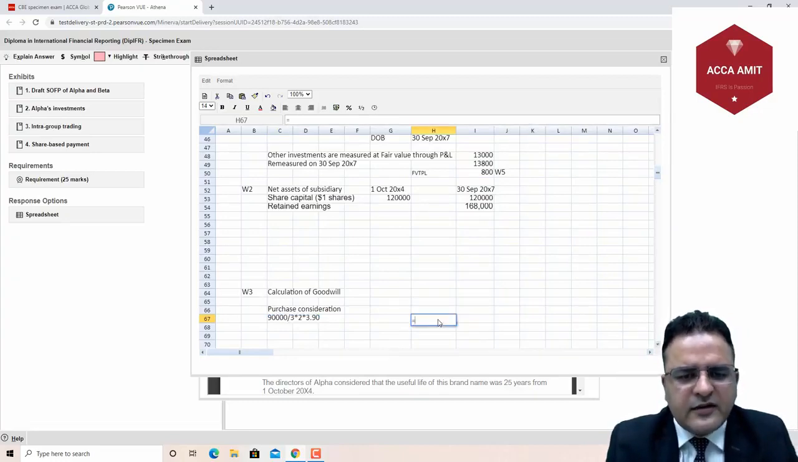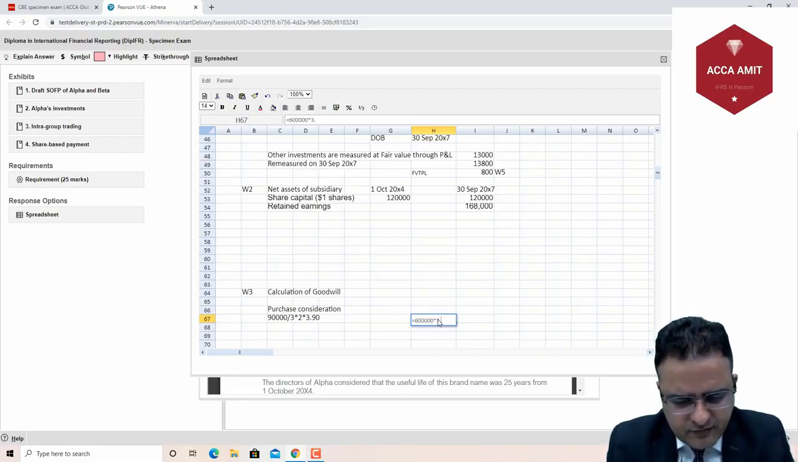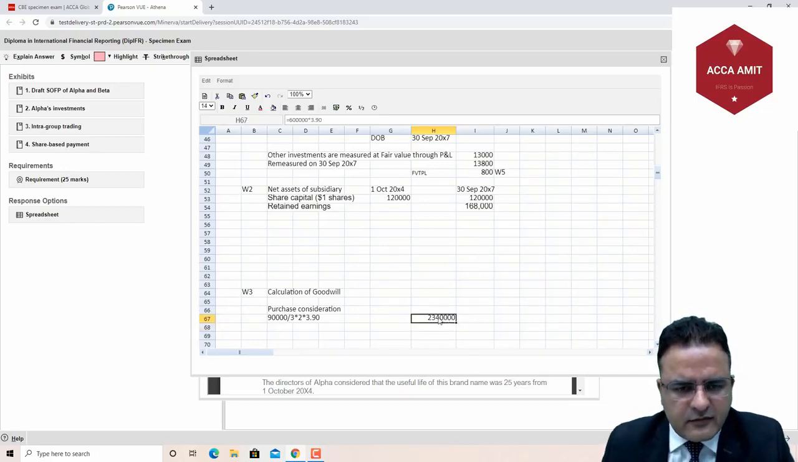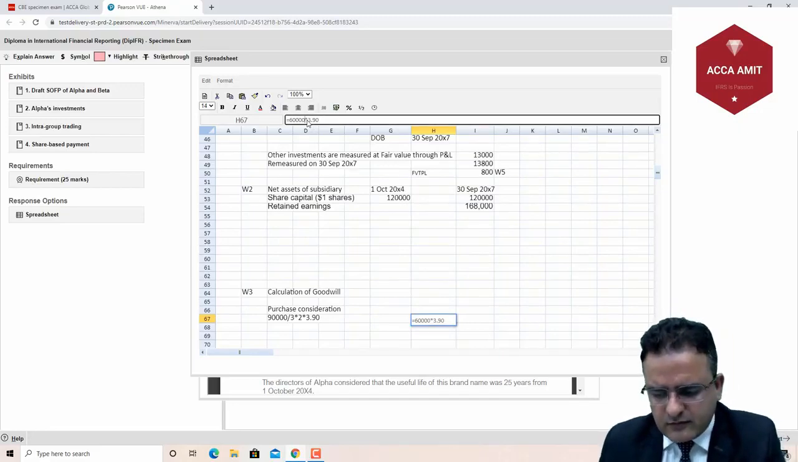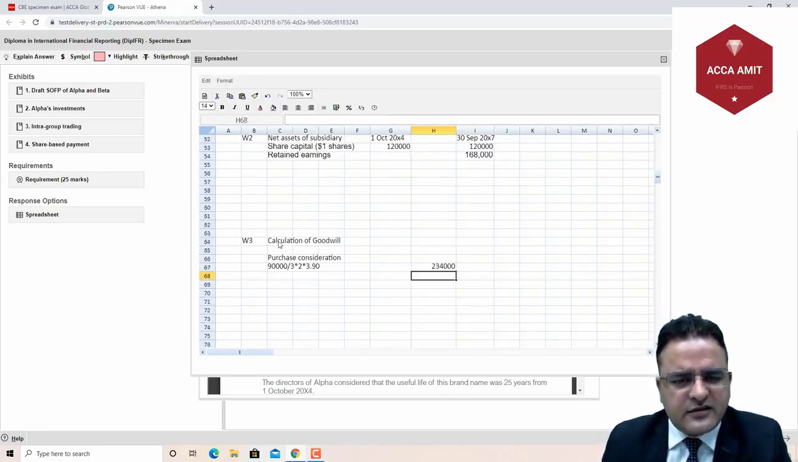So 90,000 divided by 3 is 30,000. 30,000 into 2 is 60,000. 60,000 into 3.90 turns out to be 2,34,000. 2,34,000 is the purchase consideration being paid.